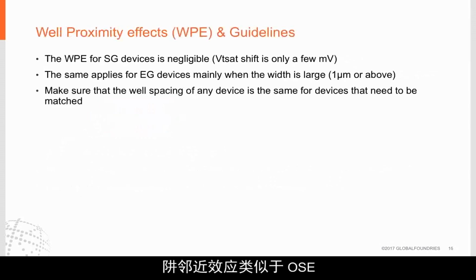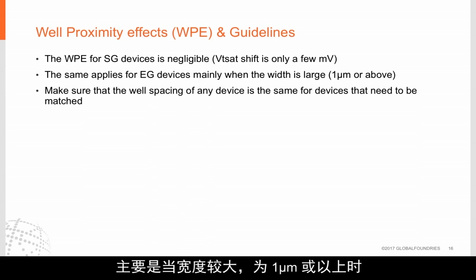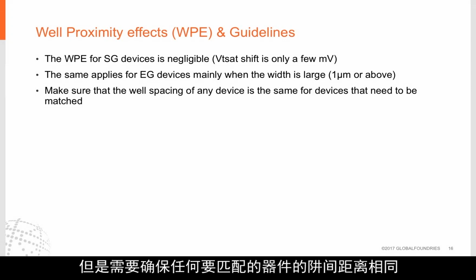Well proximity effect is similar to OSE. For the SU devices, it's really negligible. This is because the process is an SOI process, so the distance to the well does not make a big impact. The same applies to the AG devices, mainly when the width is large, 1 micron or above. But you do need to make sure that the well spacing of any device is the same for the devices that need to be matched.